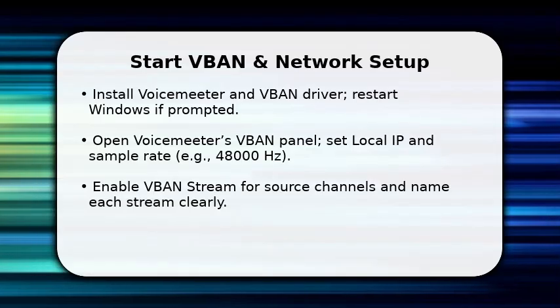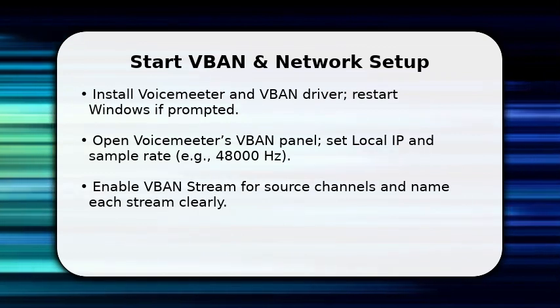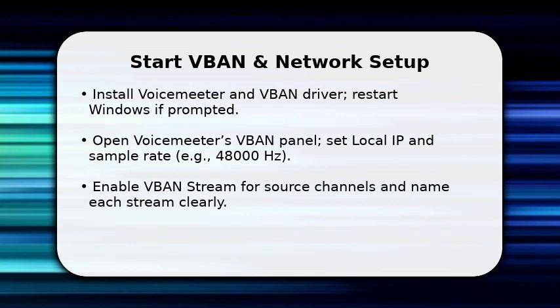You'll begin by making Voicemeeter and VBAN visible to the network. Open Voicemeeter, then the VBAN tab, set the local IP to your machine, and confirm the sample rate matches your apps. Once done, enable VBAN for the hardware or virtual inputs you want to send.